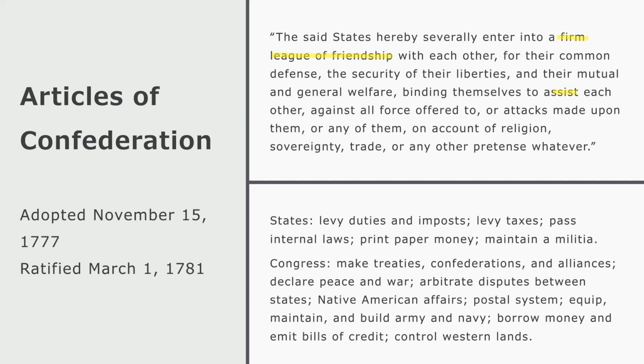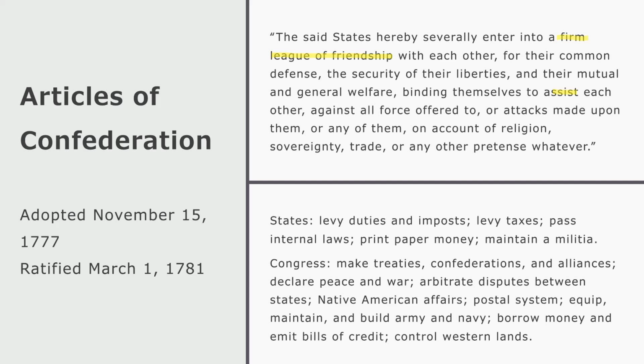The next important thing to understand is what powers were delegated to the states. Well, there were quite a few. They could levy duties and imposts coming into their borders. They could levy taxes. They could pass internal laws. They could print paper money. They could even maintain a militia for their own defense.